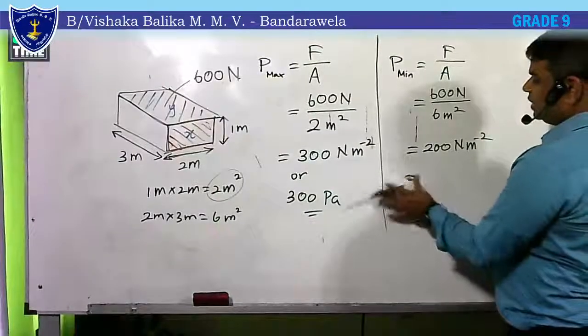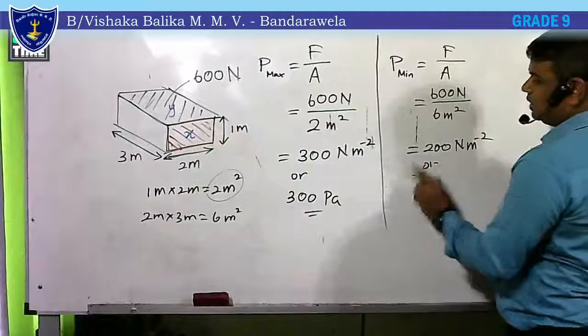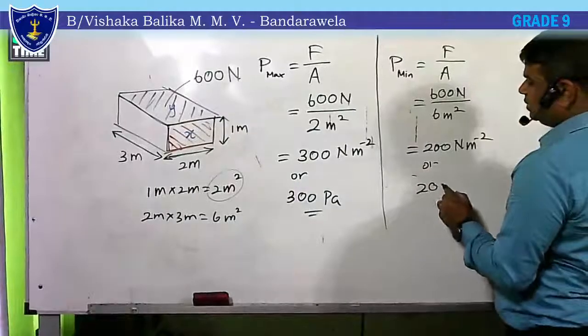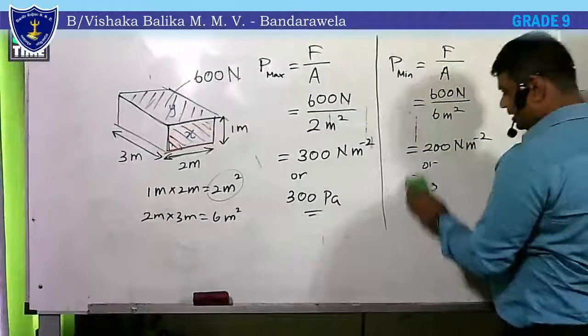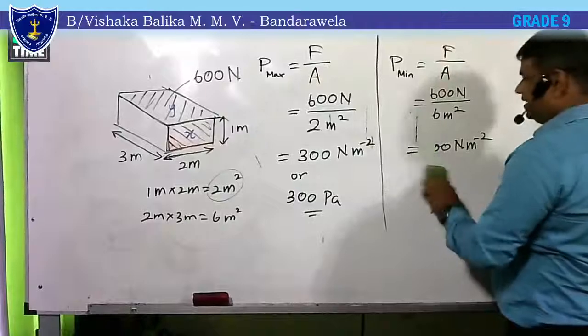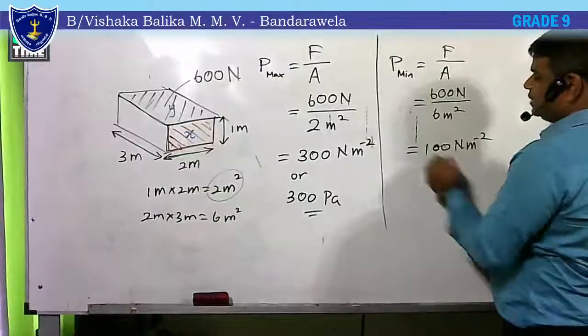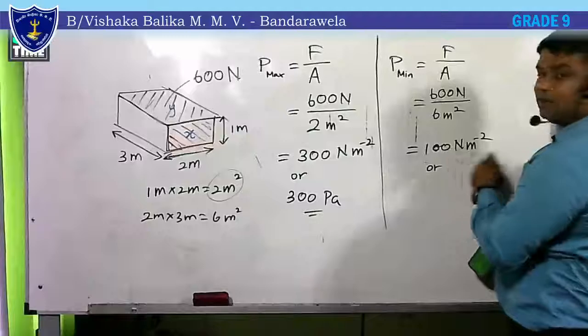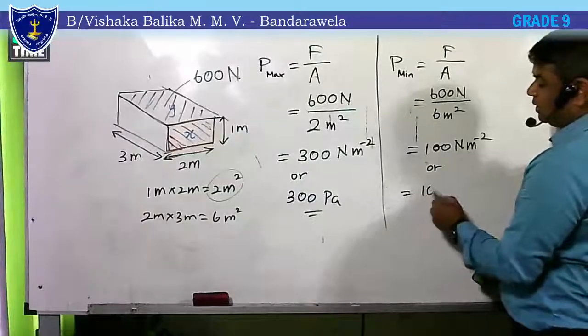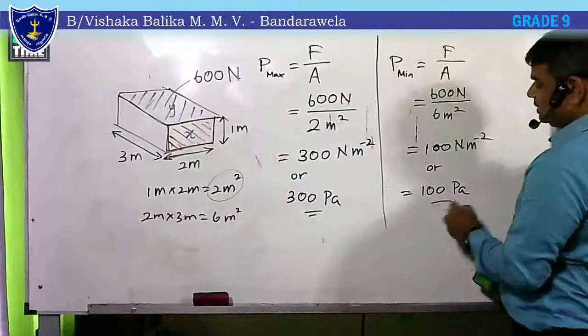Sorry, my division is wrong. 600 divided by 6 is 100. 100 newtons per square meter, or 100 pascals. Easy.